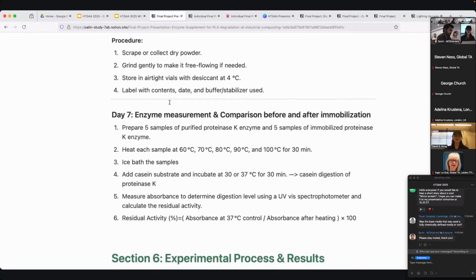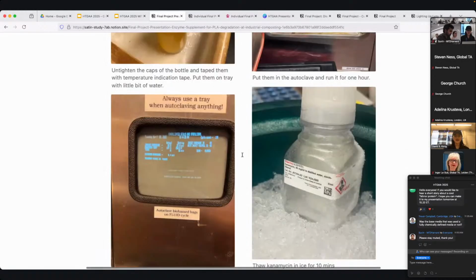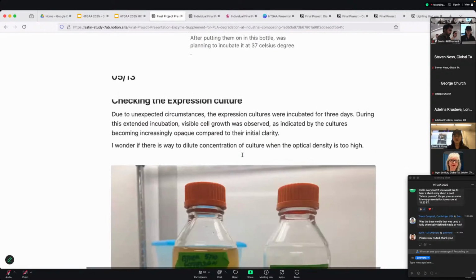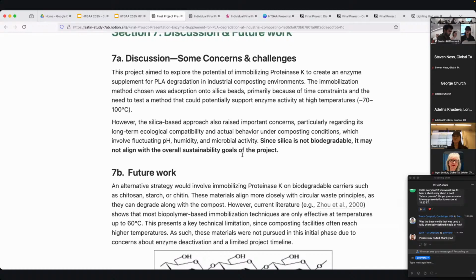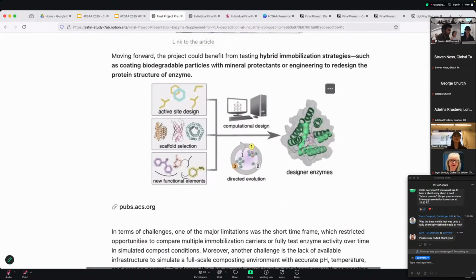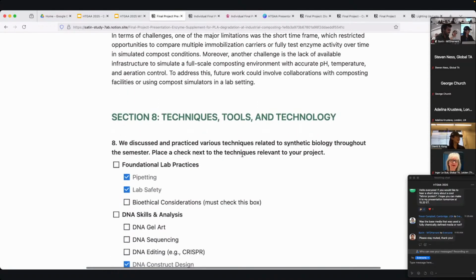And last but not least, I'm going to heat up the sample at different temperatures and then add the casein substrate and see how the digestion level looks using this UV spectrophotometer. And for the challenges, the only thing I'm concerned about is that since silica gel is not biodegradable, it may not align with the sustainable goal of this project. But for now, with the technology, I think silica beads are the sturdiest option I can rely on. But for the future, I will definitely look into computational tools and see how I can develop it without using that. And I think, thank you. That's it.